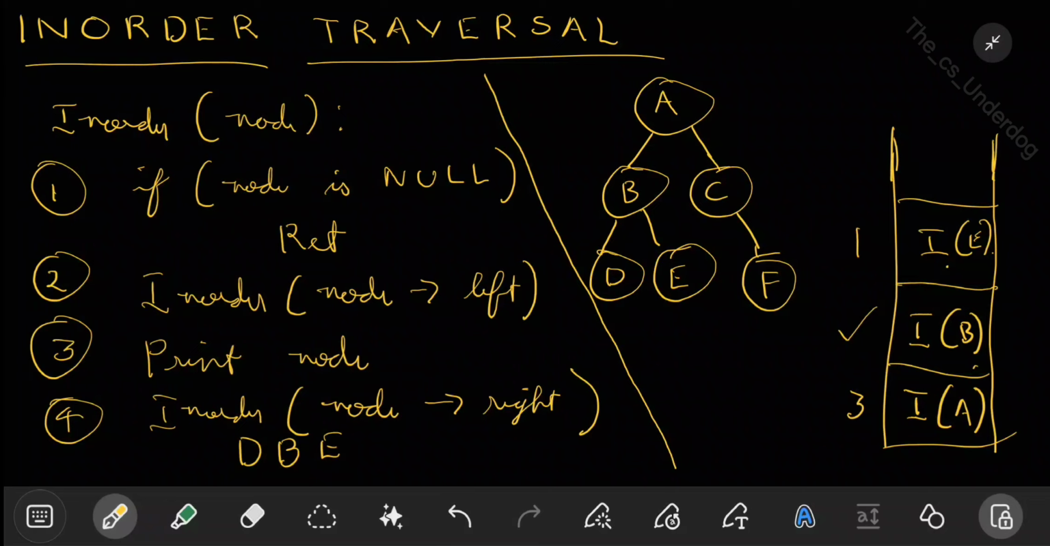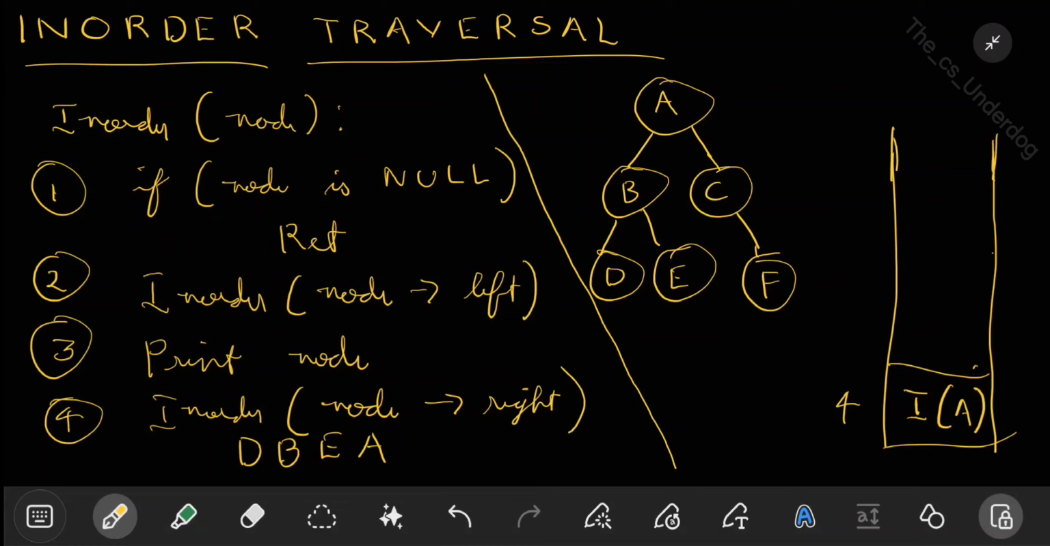Then I'll come to E. E is already done. E will be popped off. B is also done. B will also be popped off. I reached A. In A, I have to execute third step. So third step is print node. So I'll print A. After I printed A, I have to go to the fourth step. Fourth step says in order of node pointing right. So what is the right node of A? It is C. So I'll call in order of C.